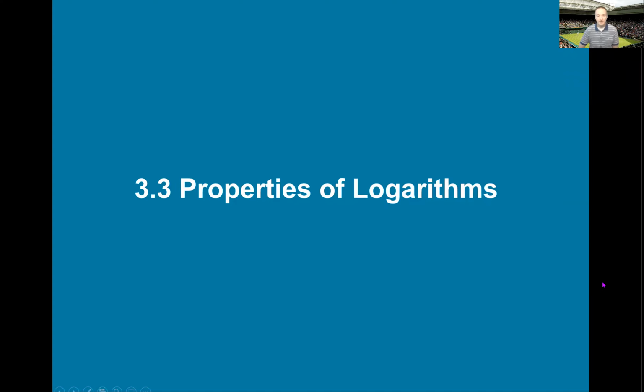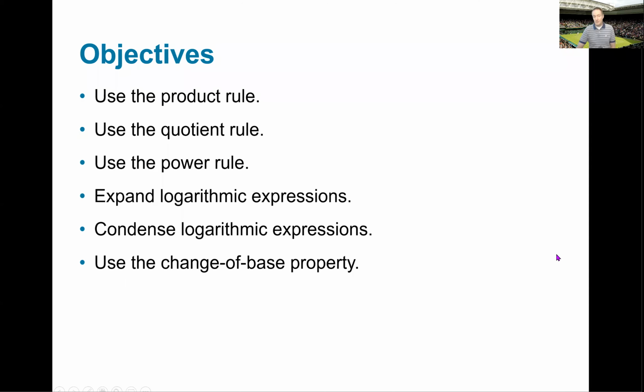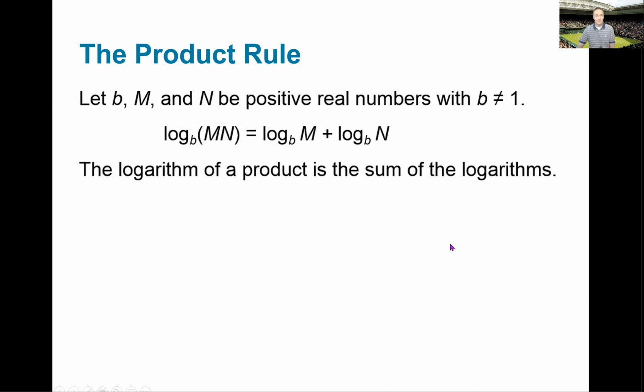In section 3.3, we're talking about properties of logarithmic functions. And the first type of property we'll talk about here, you see under the objectives, is the product rule for logarithms. Then we'll look at the quotient rule and the power rule. All of those will be ways in which we will expand and condense logarithmic functions. And then lastly, we look at the change of base property. This is actually a pretty quick and easy section, but important nonetheless.